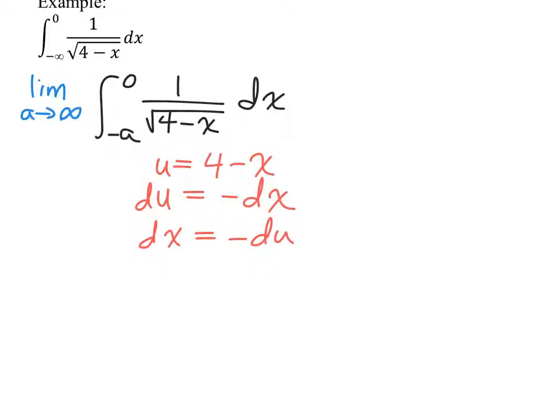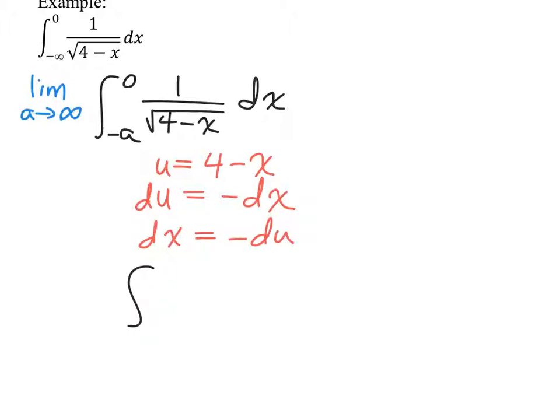But that's not really the reason why. The reason why is if I plug a negative a in here, I'm going to get a 4 plus a as one of the bounds of integration. Is that a big deal? No, it'll still work out the same way, but I think it's just going to be a little bit cleaner this way. All right, so I'll drop the bounds of integration.